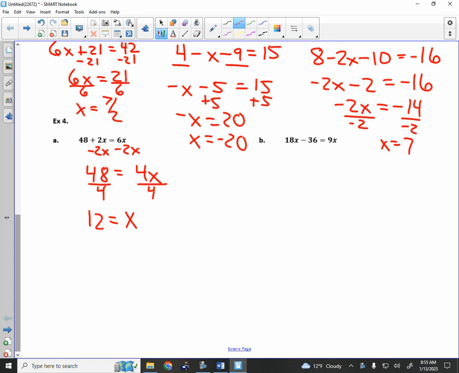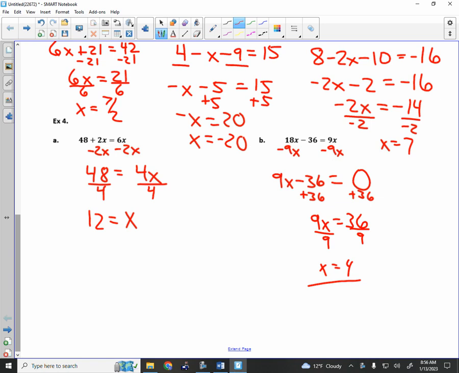Suppose your person says, I want to bring my x's to the left-hand side. Go ahead. Subtract your 9x. And when you do that, you get positive 9x. You have a minus 36. What's on the right-hand side in this situation then? 0. Add my 36. 9x is 36 and divide by 9. X is 4. So that'll save some time.